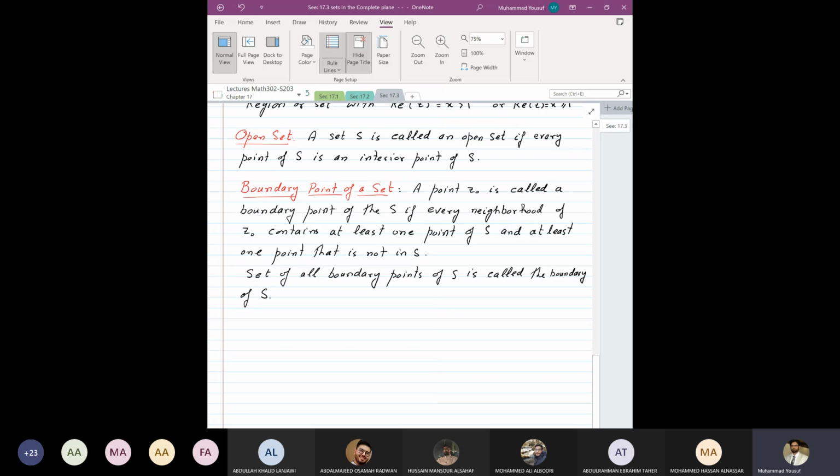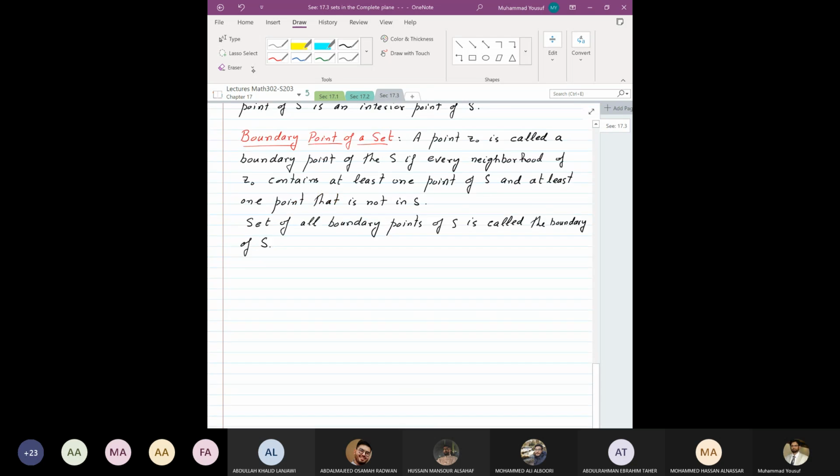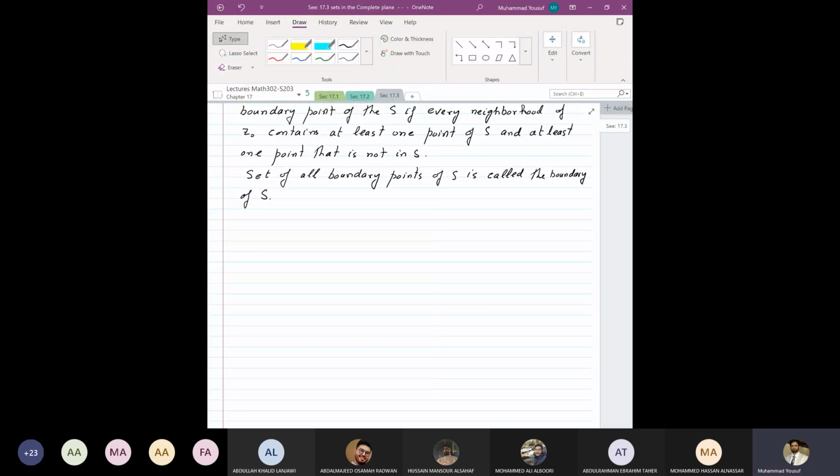And then a region is a domain in the complex plane. So what is a domain? First of all, before domain, we have another definition. Any questions so far? Okay, so there is another definition here.